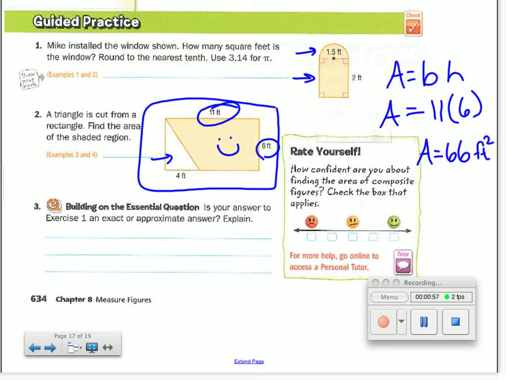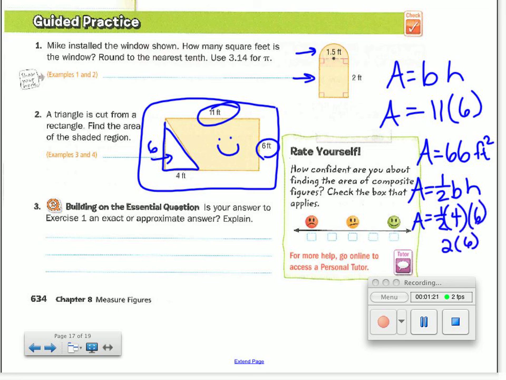And then let's go ahead and figure out the area of this triangle. So the base is 4, the height is 6. So to figure out the area of a triangle, that is A equals 1/2 base times height. A equals 1/2, the base was 4, and the height was 6. So half of 4 is 2, 2 times 6, that is 12.